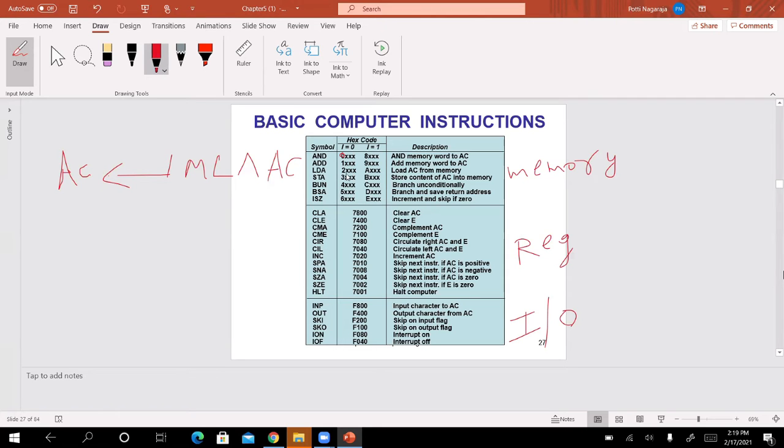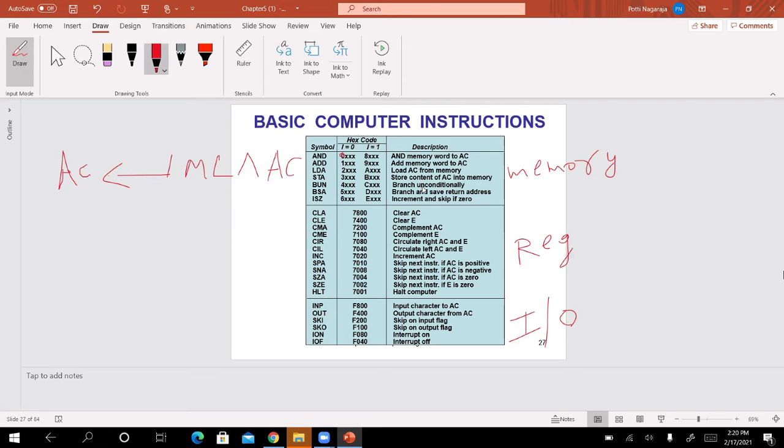Then next one LDA, 2 triple X. The description is load accumulator from memory. Yesterday I already said in memory some operands will be there, so from that memory you are copying into accumulator. Load accumulator means whatever operand is there in memory, you are storing it in the accumulator. Then STA, 3 triple X: store the content of accumulator in memory.